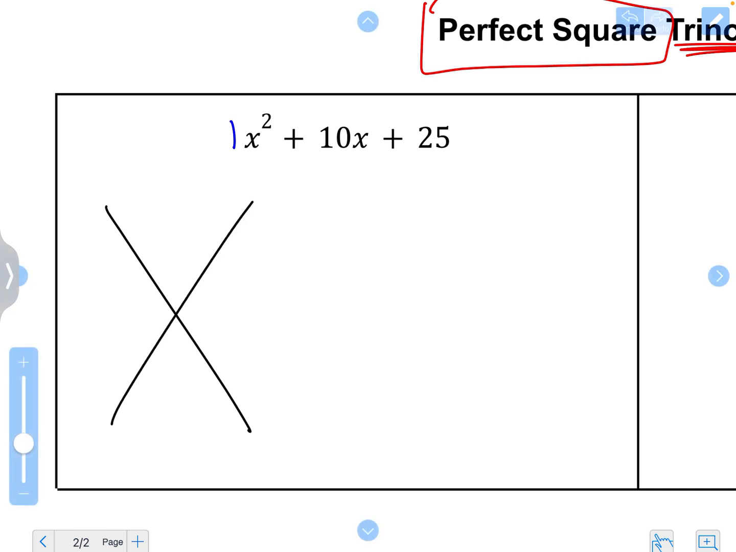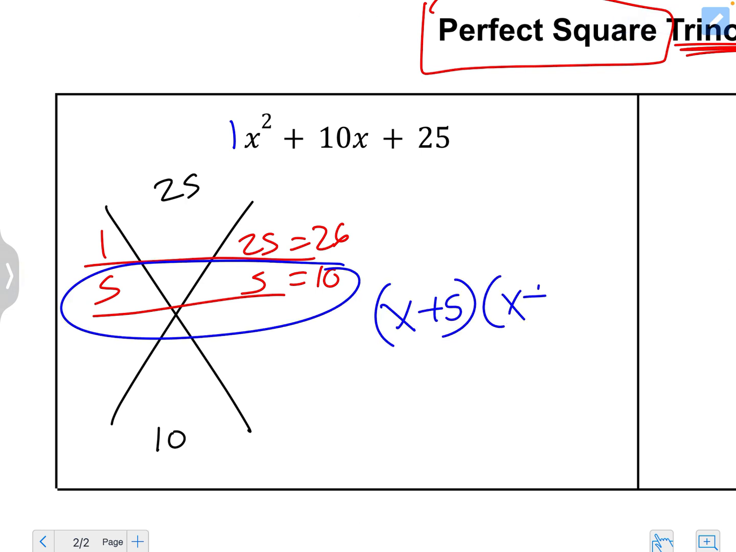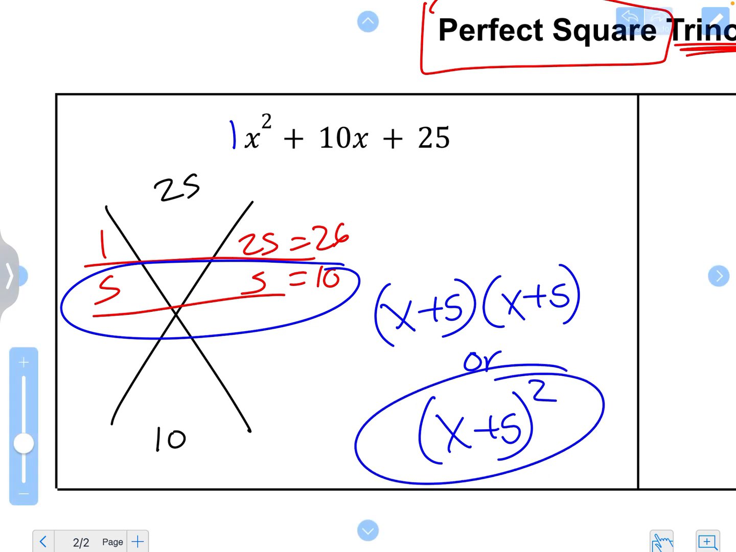So we write down our x. We write down our c. We write down our b. Now we're going to list our factors. We've got 1 and 25. We have 5 and 5. So we add them together and I get 26 and I get 10. So our winning factors are there. So we write it as x plus 5 times x plus 5. Now we can also write this down as x plus 5 squared. And that's our most correct answer. But this is also correct as well.